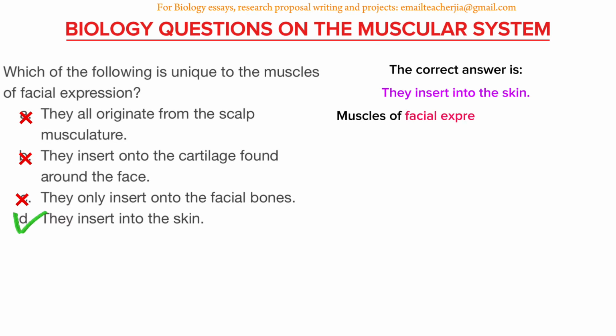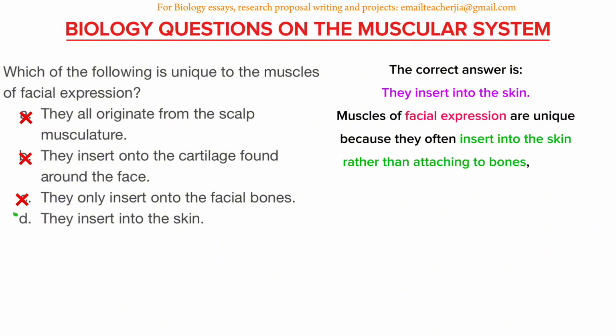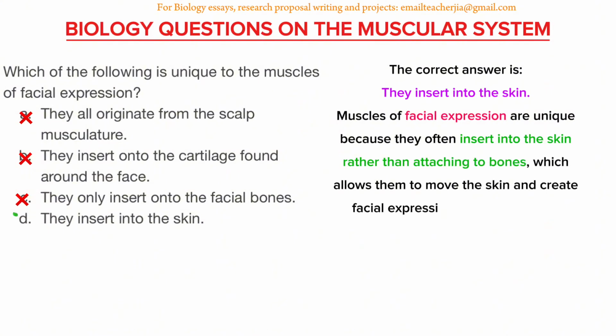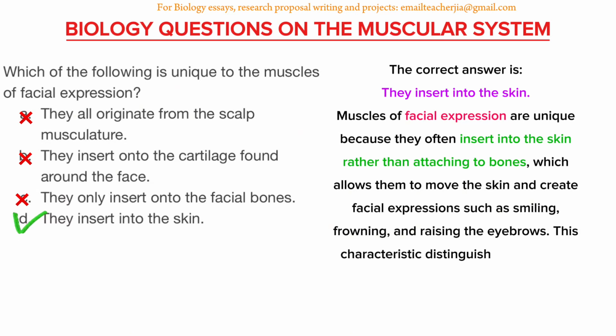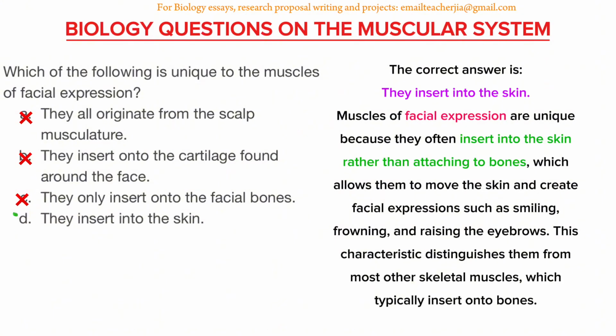Muscles of facial expression are unique because they often insert into the skin rather than attaching to bones, which allows them to move the skin and create facial expressions such as smiling, frowning, and raising eyebrows. This characteristic distinguishes them from most other skeletal muscles, which typically insert onto bones.